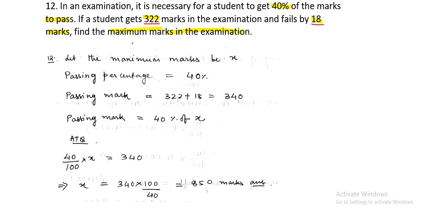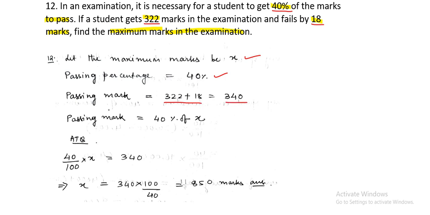So first we will write: let the maximum marks be x. So we have assumed the maximum marks to be x. Now the passing percentage will be how much? 40%. It is given in the question that the passing percentage is 40%. Now the passing mark will be how much? A student has got 322, still he has failed by 18 marks. That means if he would have got 18 marks more, then he would have passed. So the passing mark will be 322 plus 18, that is 340.